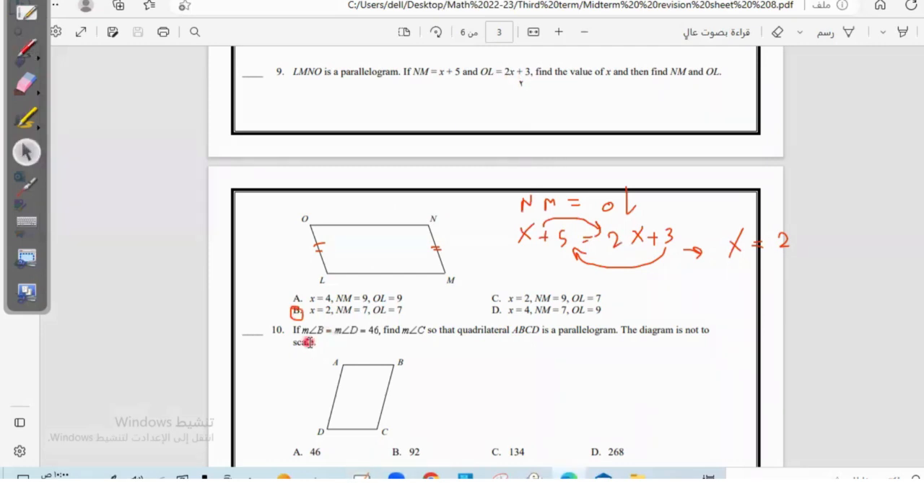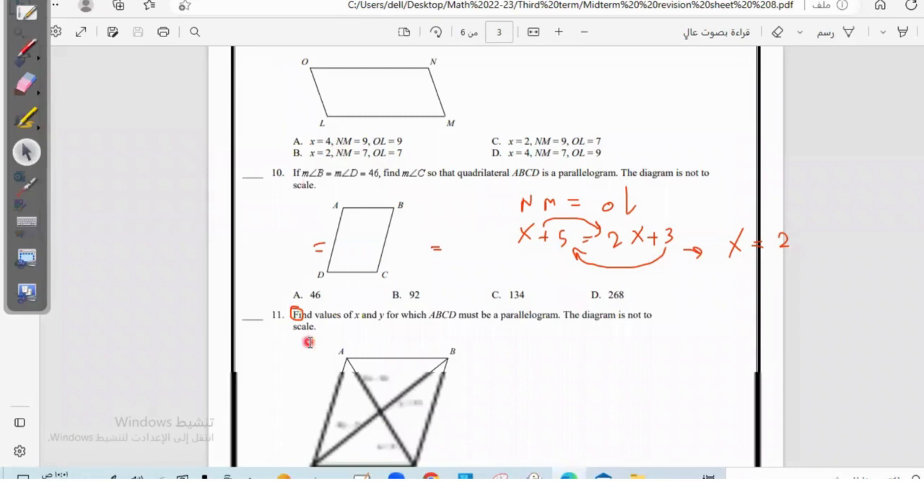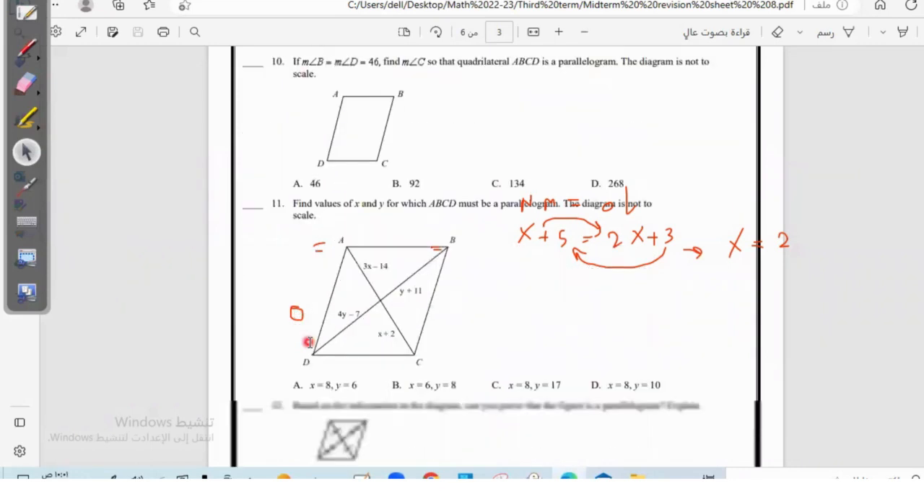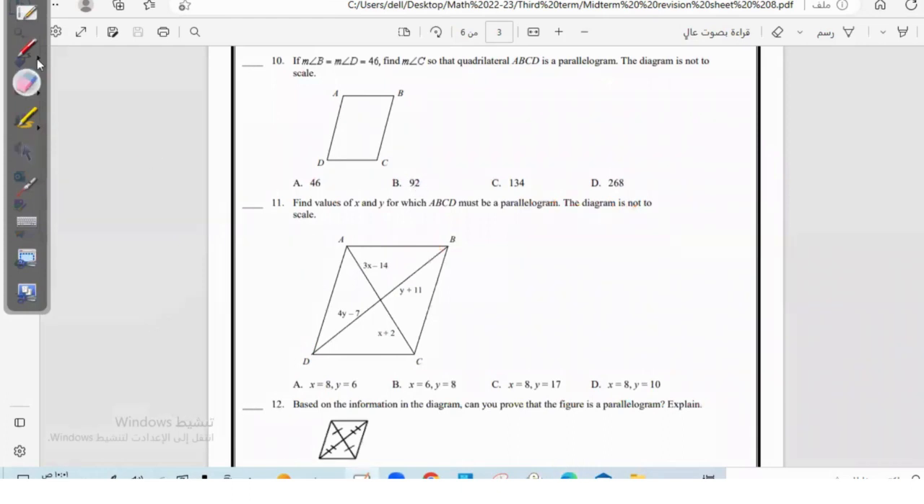Okay, number 10. If B is equal to B, so if B and B are the same, the hypothesis says that B equals 6, so we know the sum is 108. So 108 equals 6 is not less than 134. So in this case, the correct answer is going to be letter C.